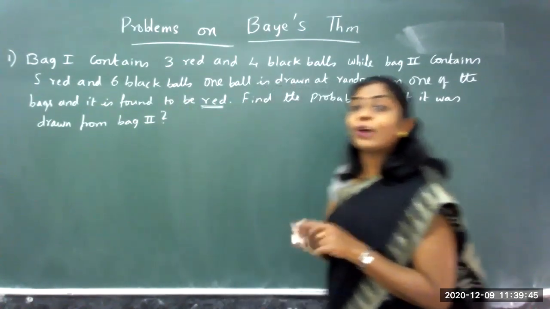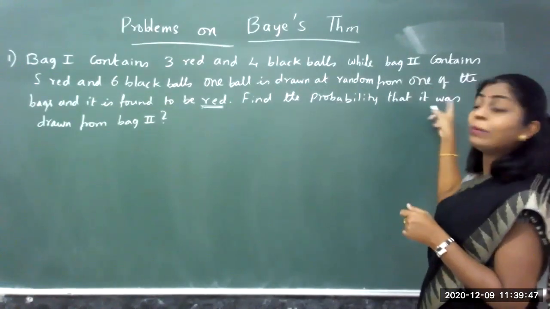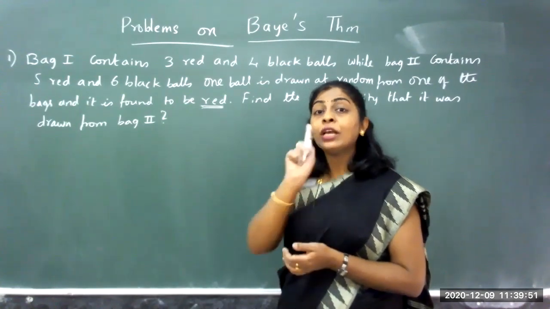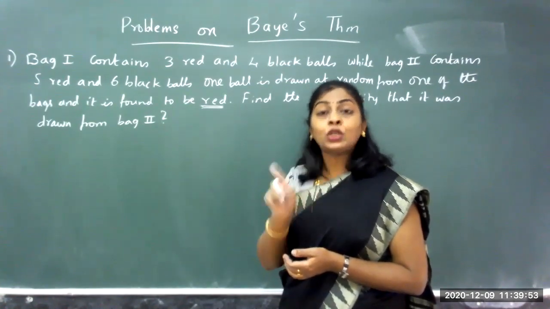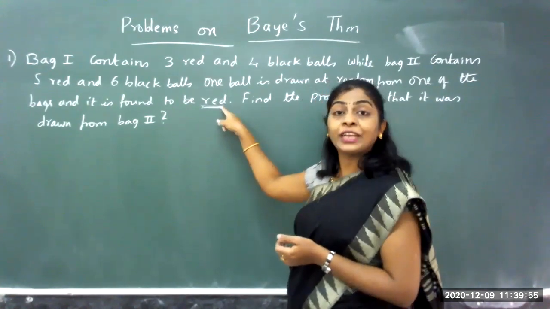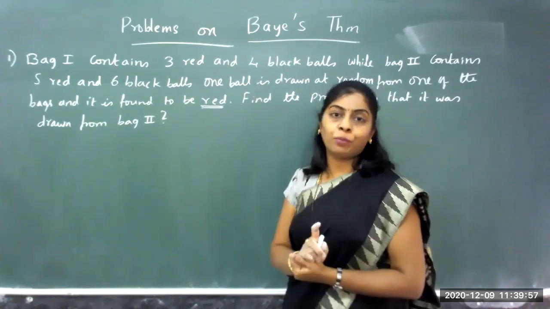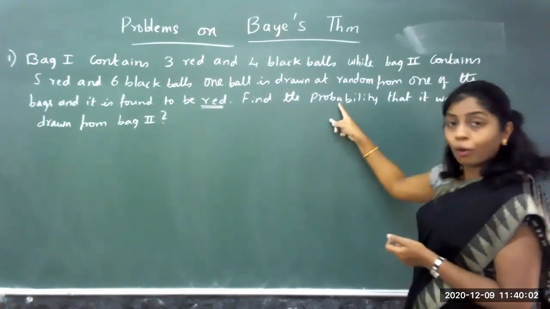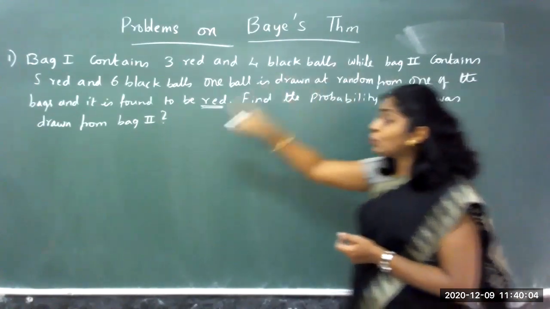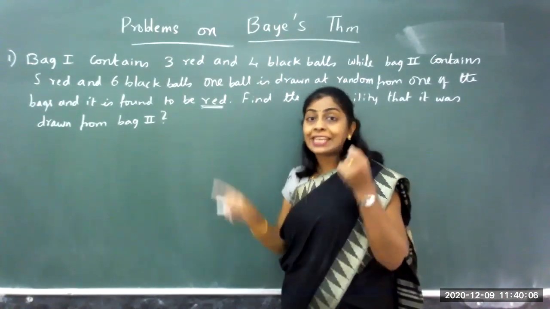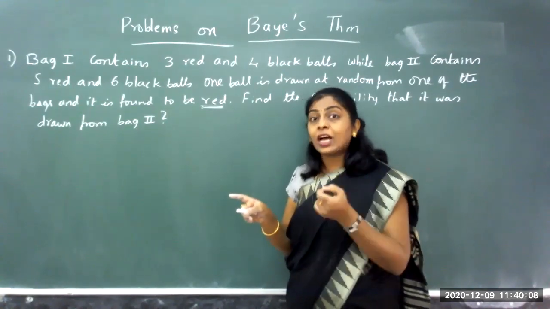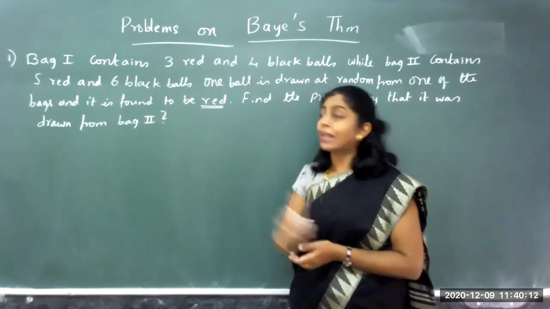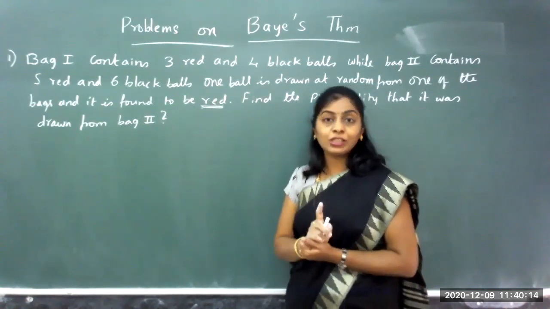Now you have to find the probability of choosing a red ball that it is drawn from bag 2. That is event 2. What are the chances of choosing a red ball? That is what Bayes' theorem is. You are going to find the probability where choosing from the second bag is E2, given that the event has occurred, that it is a red ball.